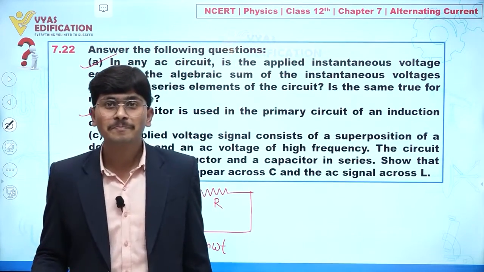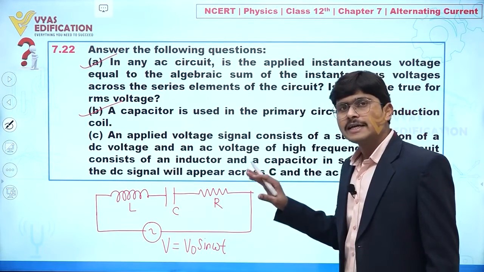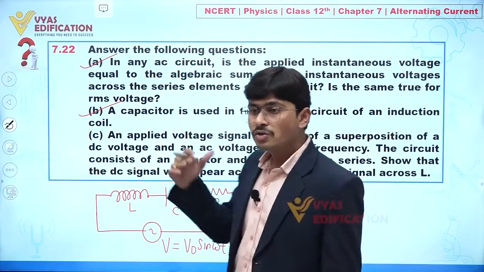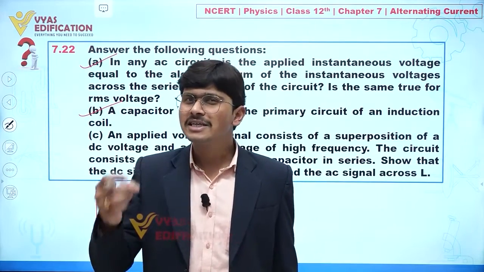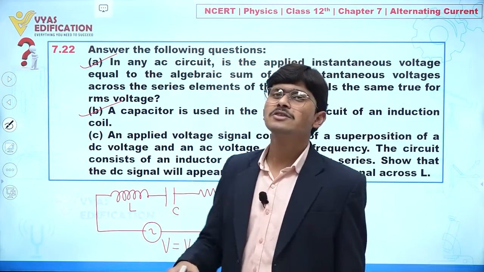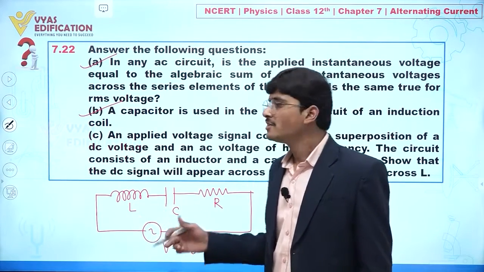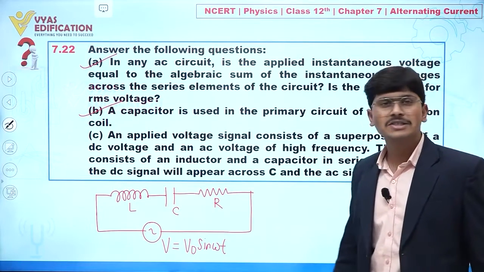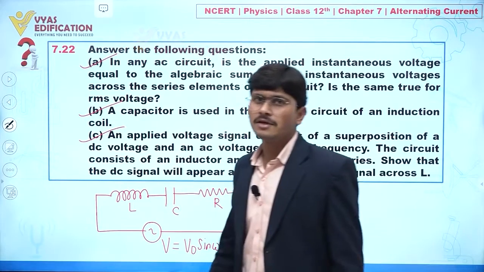When the value of current decreases, definitely induced EMF will be generated, because there is a change in flux taking place. Yes or no? So induced EMF will be generated, and if we connect a capacitor with the primary circuit of the induction coil, due to that induced EMF the capacitor is charged, and the instantaneous sparking that takes place due to breaking of that coil is prevented. Clear? That's why we are using a capacitor in the primary circuit of an induction coil. Clear? Now we are going to discuss part number C.